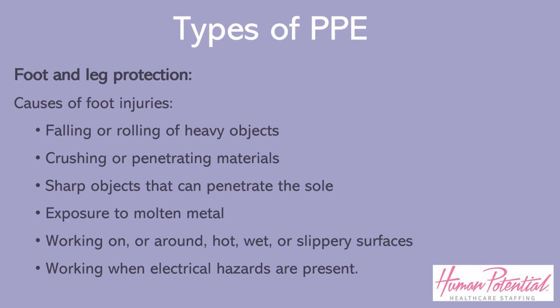Examples of situations in which an employee should wear foot and/or leg protection include when heavy objects such as barrels or tools may roll onto or fall onto the employee's foot, working with sharp objects such as nails or spikes or needles that could pierce the sole or uppers of ordinary shoes, exposures to molten metal that may splash on feet or legs, working on or around hot, wet, or slippery surfaces, and working with electrical hazards present.